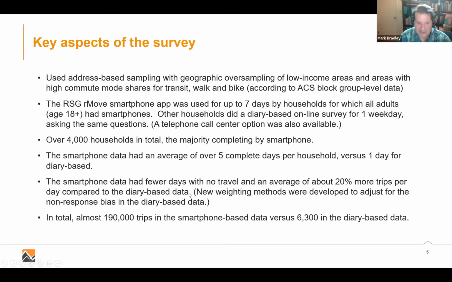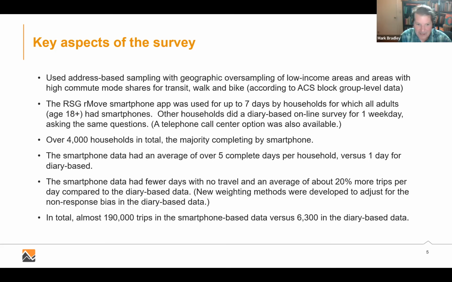In the diary-based data, we find a higher percentage of people who report no trips, which could just be what we call a soft non-response. People wanted to fill out the survey because they said they would, but the easiest way to fill out the survey online is just to say I didn't make any trips, even if they did. But with the smartphone, it's a lot harder to do that because it actually records your trips while you're traveling, and then it's pretty easy to fill it in.